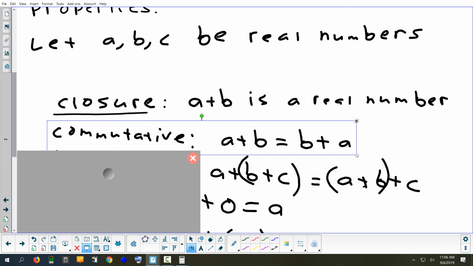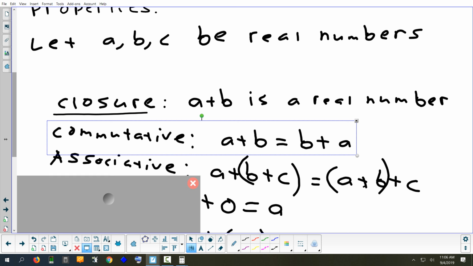Yeah? Commutative, right? Commute means to go back and forth, right? Like if I commute to work, it means I went from my house to work. I went from one place to the other. The A and the B went from one place to the other. They switched places.